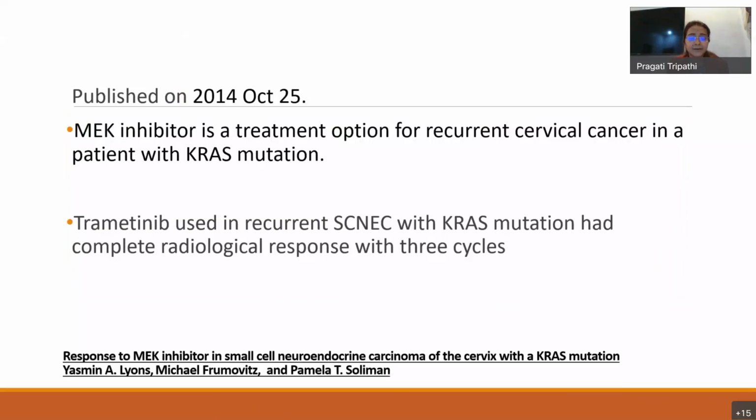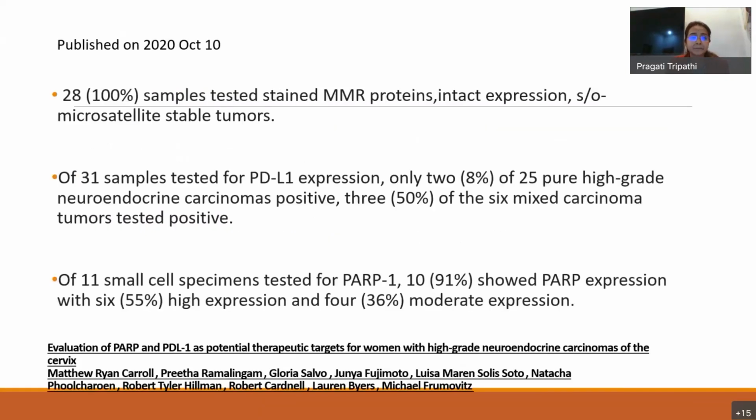There's one study that has been done by Leonce et al. that evaluates the effectiveness of trametinib. It is a MEK inhibitor that is used in patients with recurrent cervical neuroendocrine cancers with KRAS mutation. When trametinib was used with radiation, 3 cycles, there was a complete radiological response.